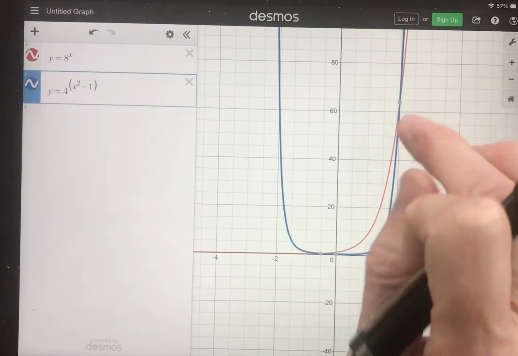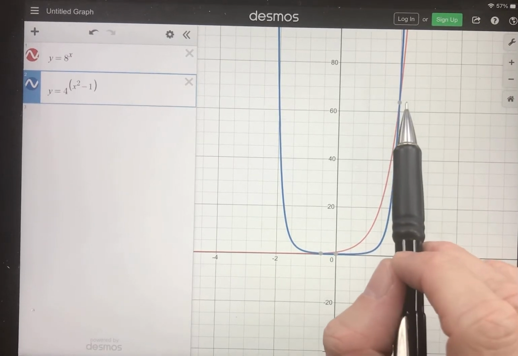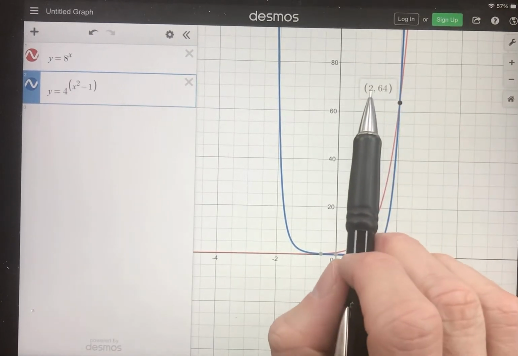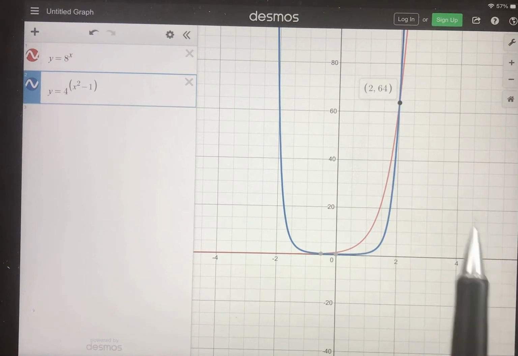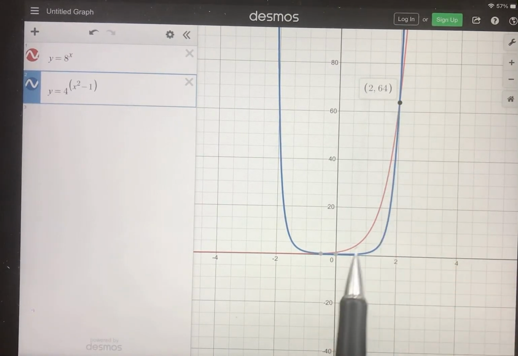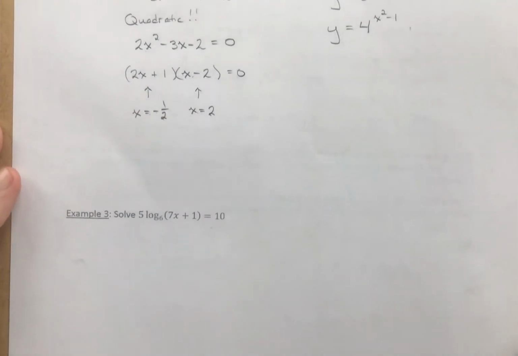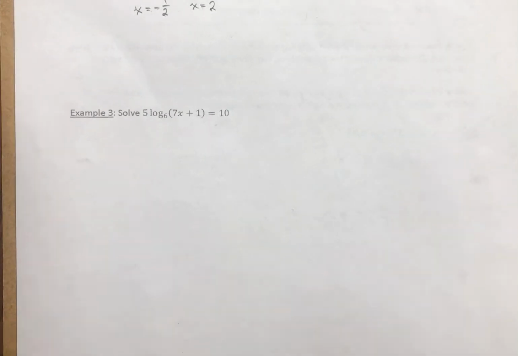I'll tap either one to find the intersection point, it doesn't matter. And there's where they intersect. At that gray dot, I'll tap it again, and that's at x equals 2, which is what we came up with algebraically. And you can see again down here, the other gray dot where the intersection point is negative 0.5. So that worked out pretty well graphically. Let's continue solving some of these. Again, just some different forms of things you'll see.